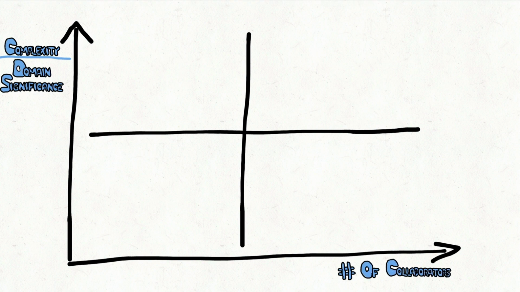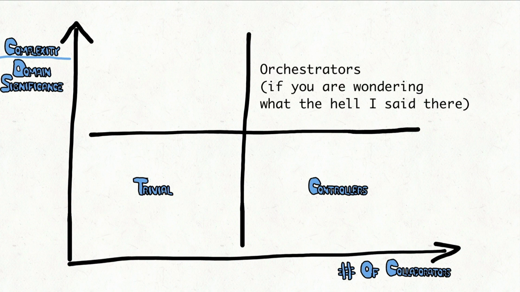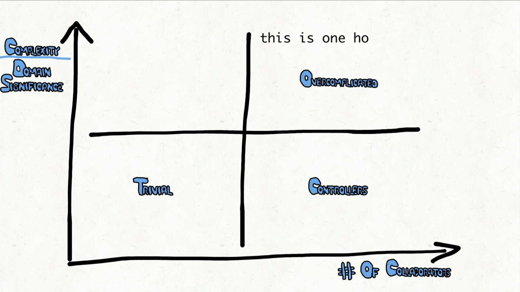The first category has a minimal amount of collaborators, probably 0, and little to no domain significance. These are, for example, functions, constructors, getters and setters, and similar things. The second category has lots of collaborators, and we can call this code controllers or orchestrators. The next category has lots of collaborators and is highly complex. This is the overcomplicated code that is hard to understand and hard to change.